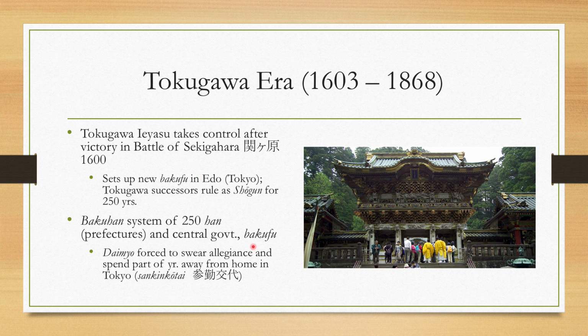Daimyo were also forced to spend part of the year, half of the year, away from home in Edo. This was called the Sankin Kotai system. So they had to maintain two separate residences. This had the effect of allowing the Tokugawa Bakufu, on the one hand, to keep a close eye on the daimyo, and on the other hand, it required a lot of money to maintain these elaborate residences and to conduct yearly trips all the way to the capital. So this prevented daimyo from getting too much power and building up too much wealth.